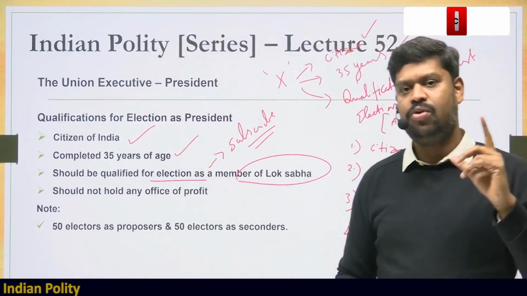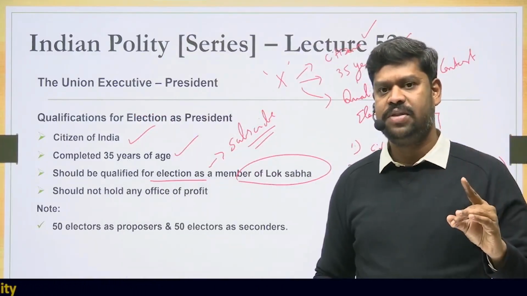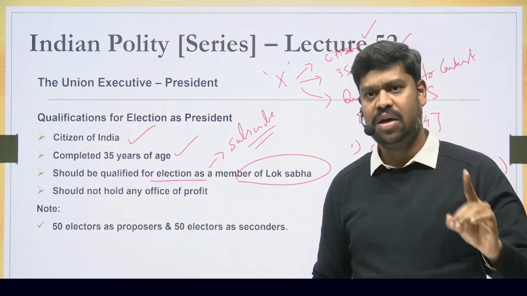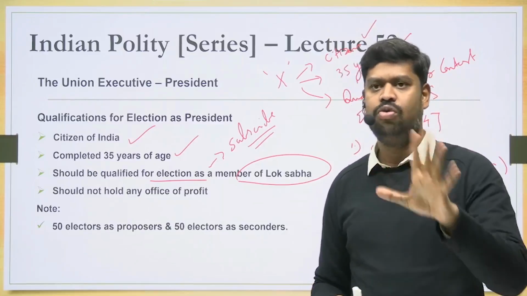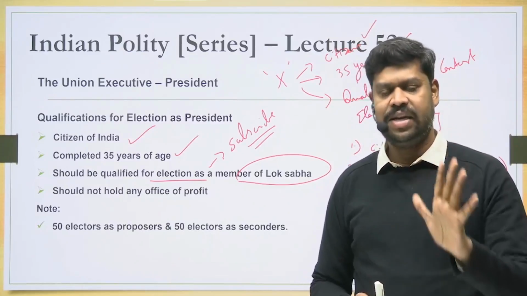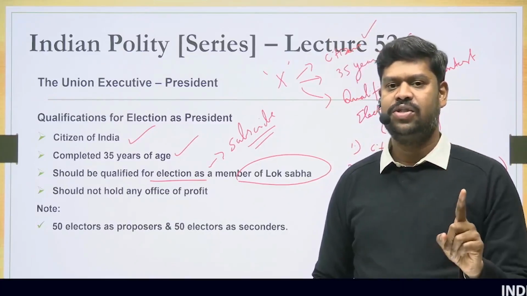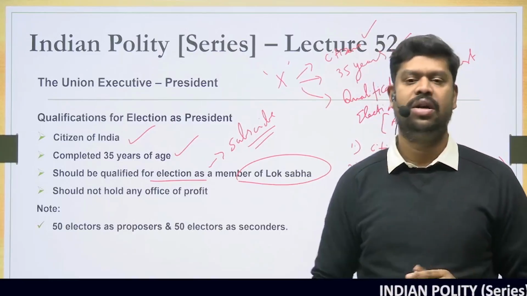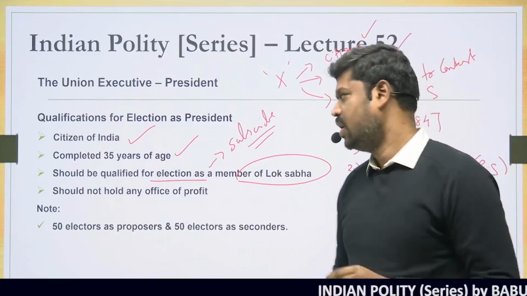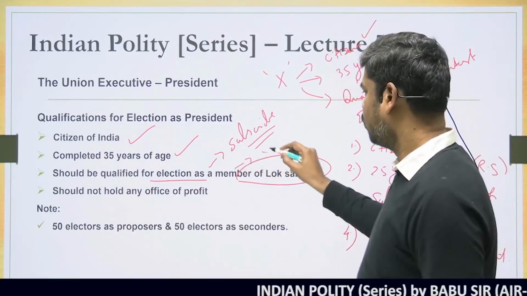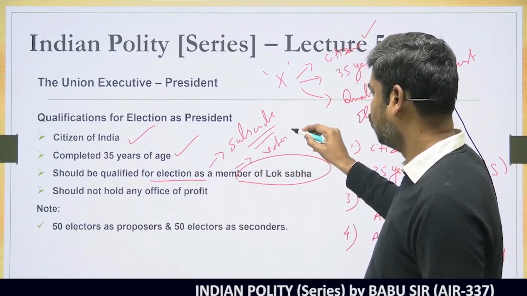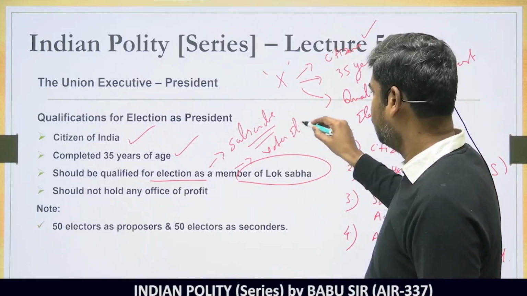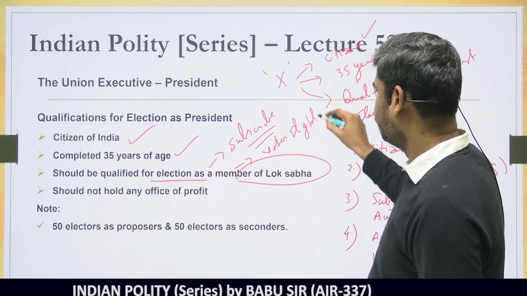So anyone who wants to contest election to the office of the president should also be an elector from any constituency in India to Lok Sabha. That means basically he should also have a voter ID, and therefore he is eligible to vote in the Lok Sabha elections. So you can say that he should also have what is called a voter ID, or he is an eligible voter. So all these conditions have to be satisfied.